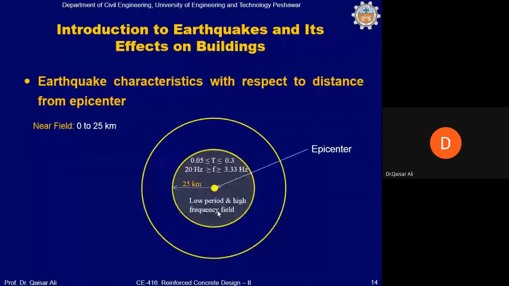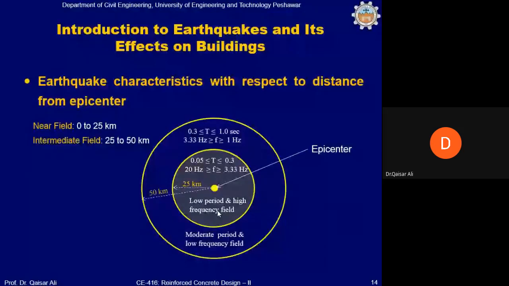And within another region, from 25 to 50 kilometers, the range is called the intermediate range or intermediate field. So when the earthquake waves are within this region, 25 to 50 kilometers, their characteristic will change. Their frequency will attenuate, will decrease from 3.33 to 20 hertz to 3.33 to 1 hertz. Now 3.33 is the highest frequency and 1 hertz is the lowest frequency.